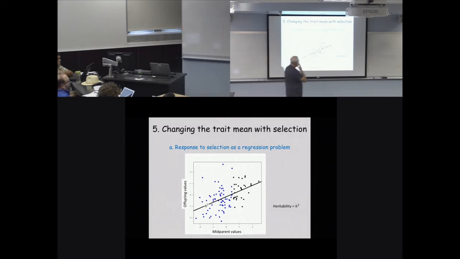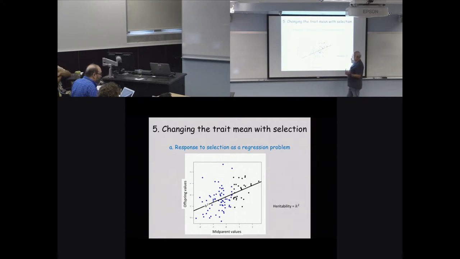An easy way to think about this, so we don't have this factor of half, is to imagine our plot of mid-parent values and offspring. Those are actually mid-offspring values. So the slope of this overall regression with everybody in the population is h squared. This is the average of both parents. This is the average of all the offspring by that particular pair of parents with that mid-parent value.